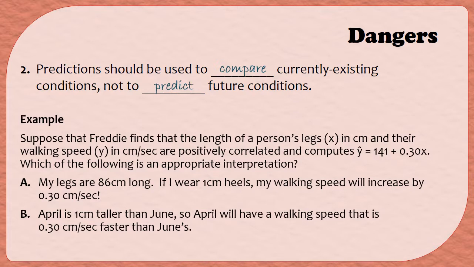Suppose that Freddie finds that the lengths of a person's legs in centimeters and their walking speed are positively correlated, and he finds this least squares regression line. We want to know which of the following is an appropriate interpretation of this.